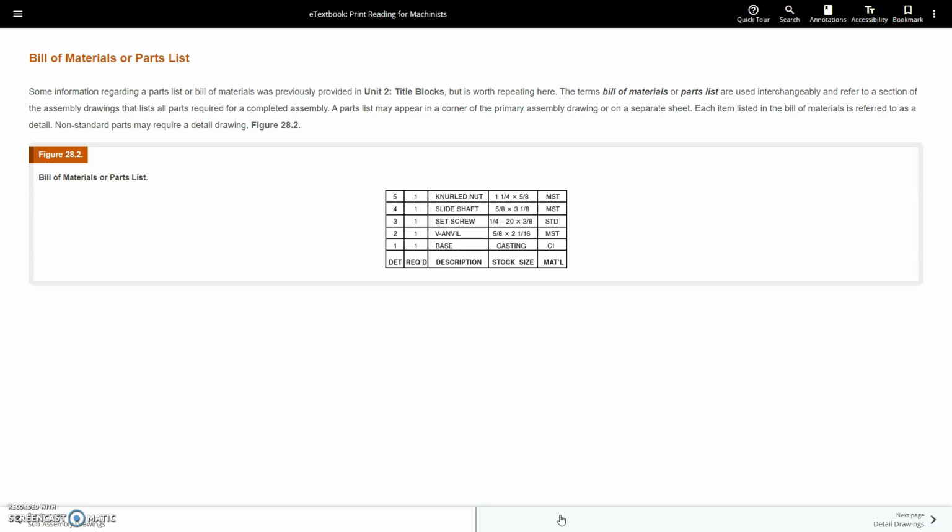Bill of materials or parts list. Some information regarding a parts list or bill of materials was previously provided in Unit 2, the title box, but it is worth repeating here. The terms bill of materials and parts list are used interchangeably and refer to a section of the assembly drawing that lists the parts required for a completed assembly. A parts list may appear in a corner of the primary assembly drawing or on a separate sheet. Each item listed in the bill of materials is referred to as a detail. Non-standard parts may require a detailed drawing.